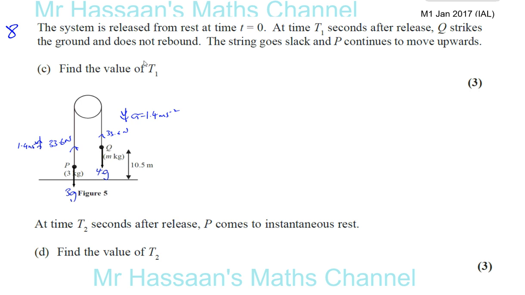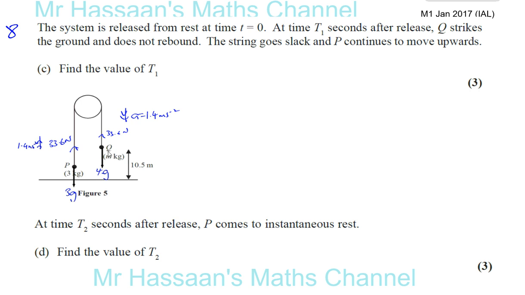The system is released from rest at t equals 0 seconds. At time T1 seconds after release, Q strikes the ground but does not rebound. The string goes slack and P continues to move up. Find the value of T1. So first of all, we're going to deal with Q.